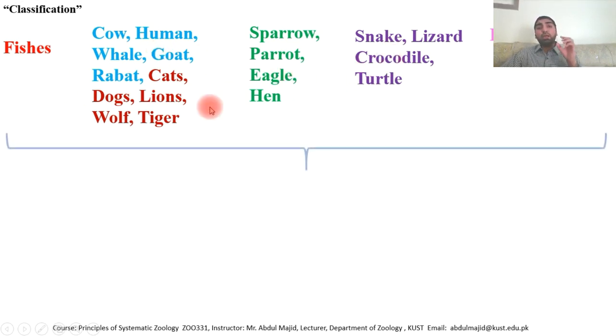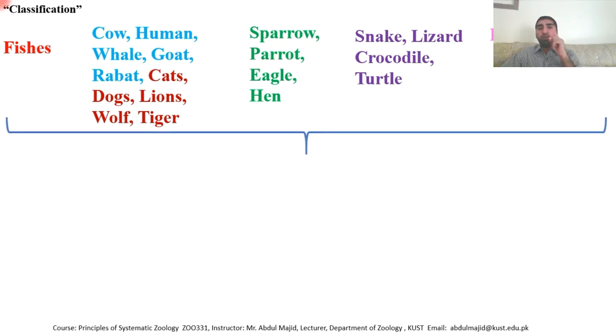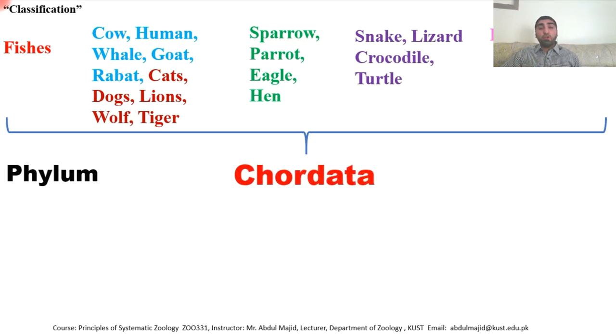But look at the importance. They have one very important characteristic in common. What is that? That is the presence of the vertebral column. So we place them into a phylum, Chordata. So we started from the species and we reached the phylum. Like the species were placed into genera, genera were placed into families, families were placed into orders, orders were placed into classes, classes were placed into phyla on the basis of similarities.